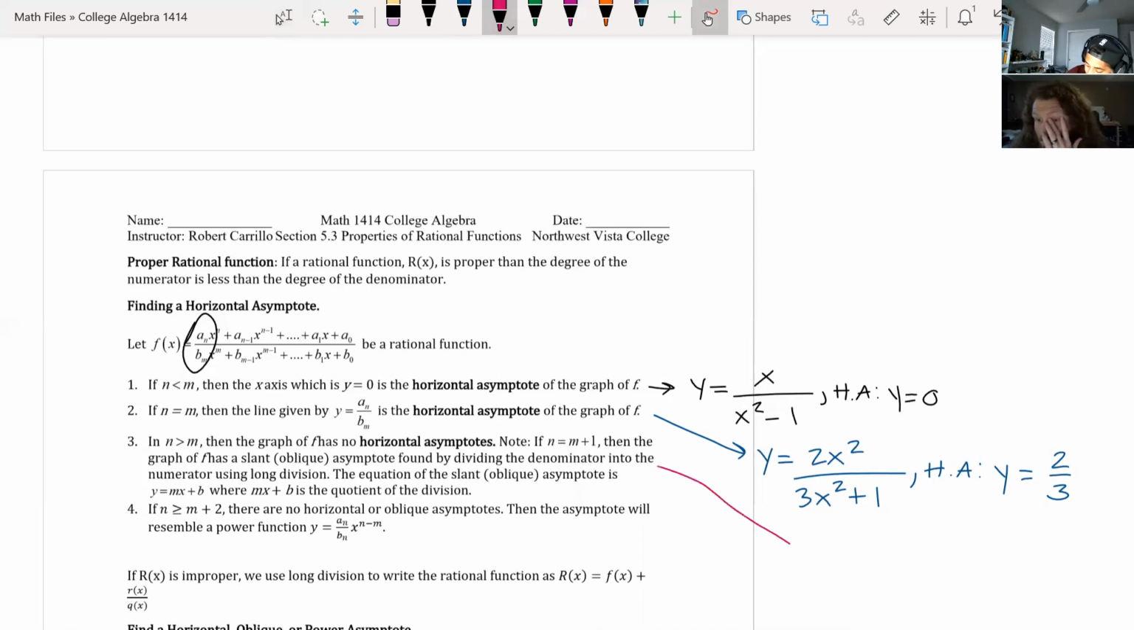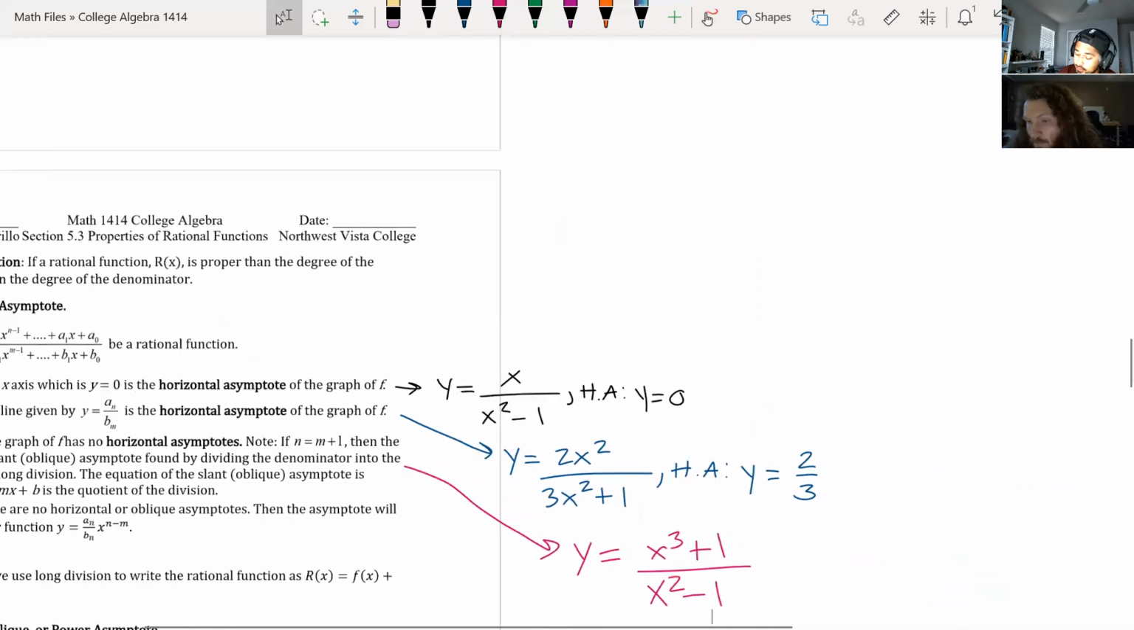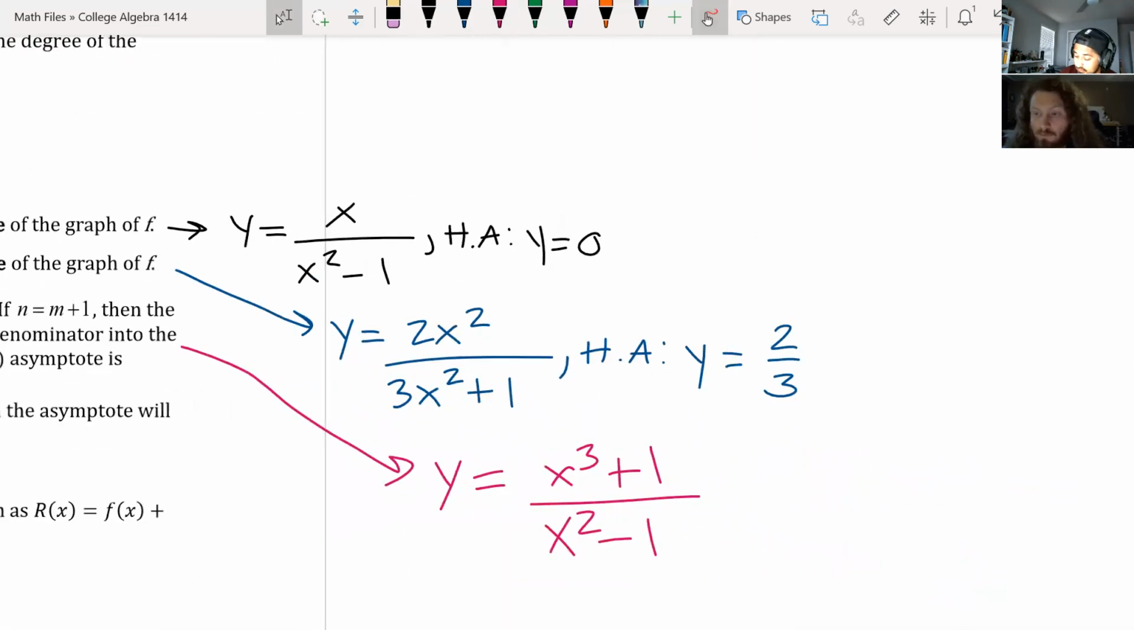So for an example with that one, let's say I had y equaled x cubed plus 1 over x squared minus 1. In this example, my numerator is bigger by 1. So this means we no longer have a horizontal asymptote. We would have an oblique asymptote. And we would have to find it by long division, which I won't do for this one because I have examples down below.